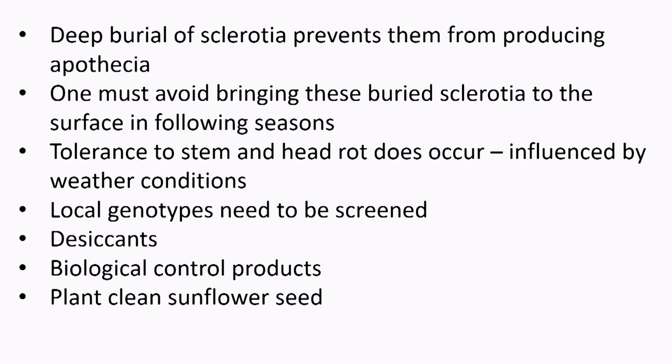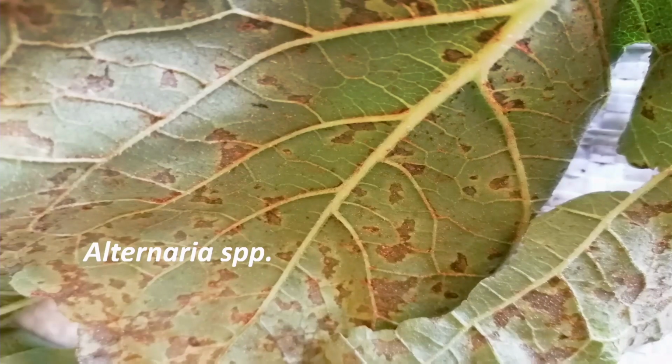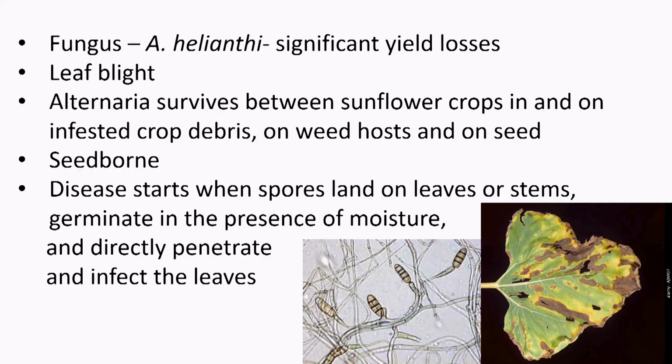Also, I can't emphasize this enough. Always plant clean, disease-free sunflower seed. The next disease we are going to talk about is Alternaria. And this is caused by various Alternaria species.